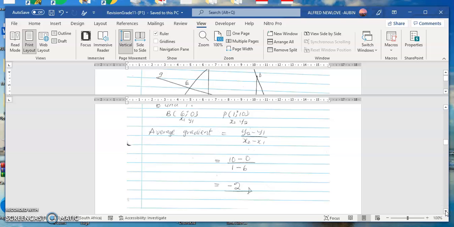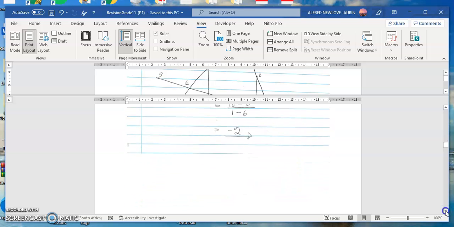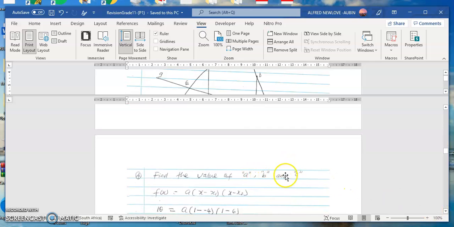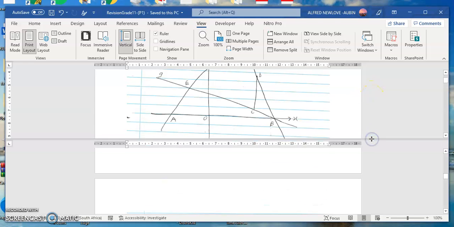Good. Then the next thing is to find the value of A, B, and C. How are you going to do that? Of F, because it is only F that has A, B, and C. Another way of writing the quadratic equation is this one: A into bracket x minus x1 into bracket x minus x2. The question is, what is my A? What is my x1? What is my x2? We get it from the graph.